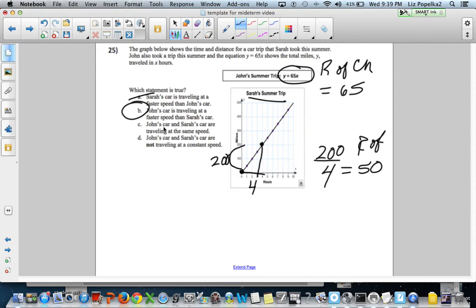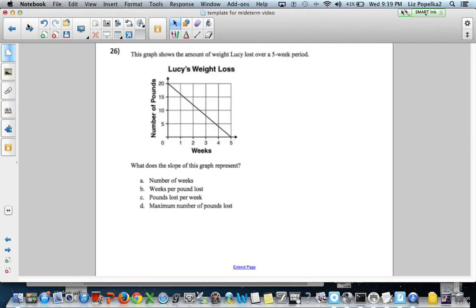Let's just double check and make sure. Traveling at the same speed? Nope. Their cars are not traveling at a constant speed. Guys, constant just means that they're driving at the same speed every time. Because hers forms a straight line, that lets you know that it's a constant rate of change. His is also a constant rate of change, which means it's a constant speed. So that one is not the case either. So yep, the answer is B.